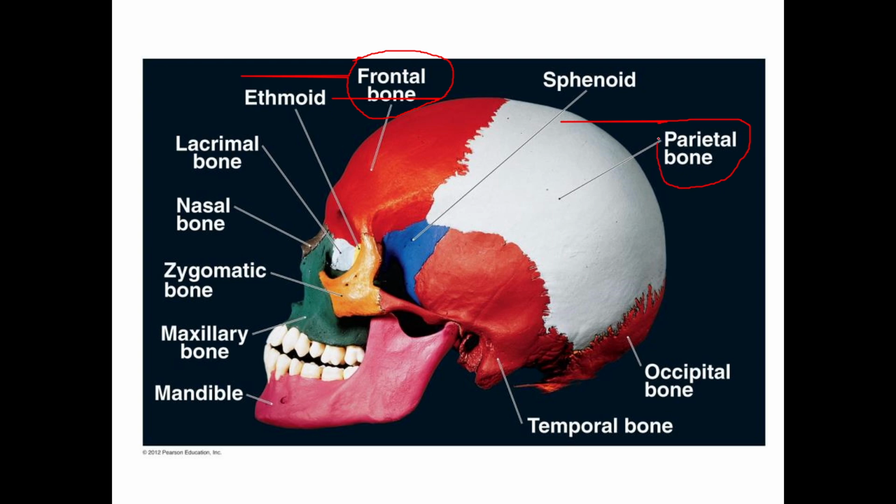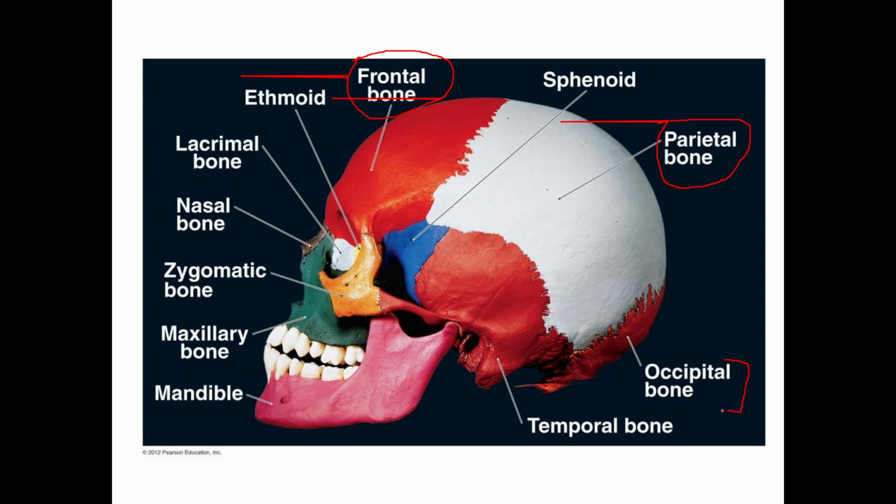Back here we have the parietal bone. The parietal bone is going to be this pale looking color. There's actually going to be a left and a right parietal bone. So even though there's only a single frontal bone, the parietal bone is going to be split into a left and right. And we'll get into a little bit more of that later on as well.